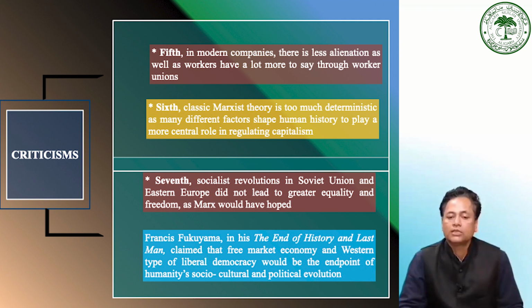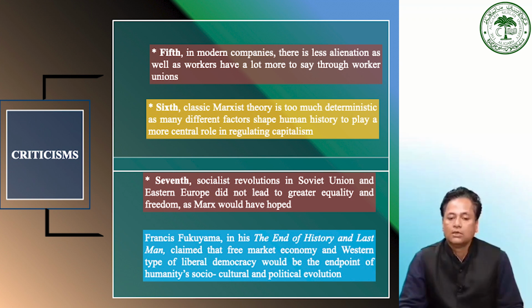Seventh, the socialist revolution in the Soviet Union and Eastern Europe did not lead to greater equality and freedom as Marx would have hoped. In fact, given the failure of the socialist states, many began to argue that it's difficult to see an alternative system to capitalism. So the experience of the Soviet Union's collapse and what happened in Eastern Europe proved that it's difficult to find an alternative to the democratic system.